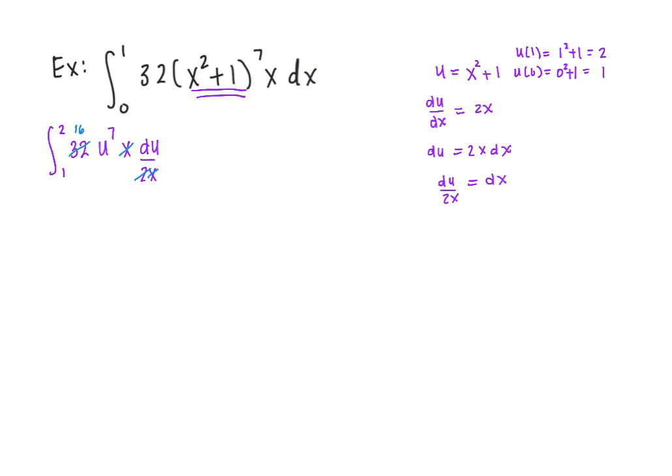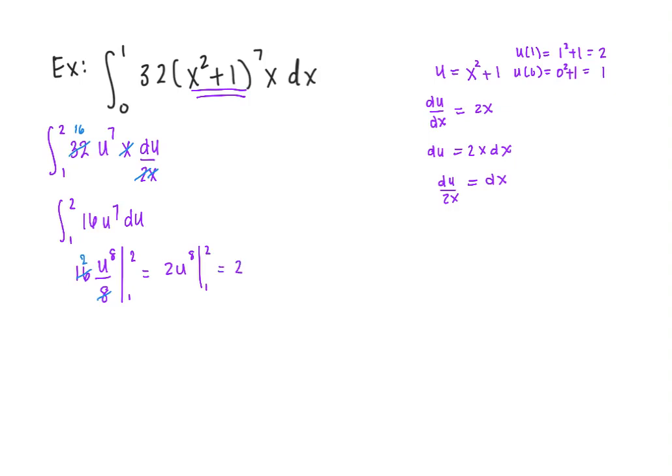So now I have the integral from 1 to 2 of 16 u to the 7th du. And we can take the integral of u to the 7th. That is u to the 8th over 8. And you've got your 16 still there, from 1 to 2. Well, 16 over 8 simplifies. So now we have 2u to the 8th from 1 to 2.